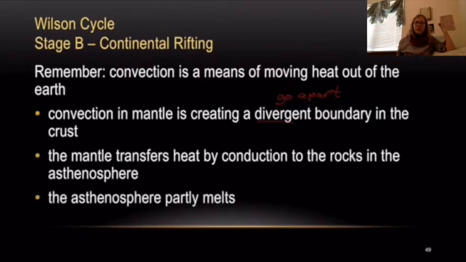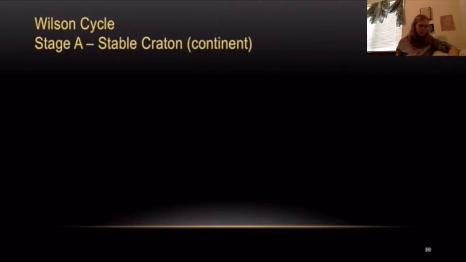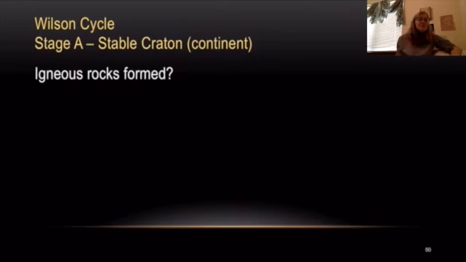The asthenosphere has enough heat now that that rock, even though it's been acting like a liquid, it's really a plasticky solid, it partially melts, partly melts. That means, we'll get to it when we get to the minerals, some of the minerals melt easier than others, so the easy to melt minerals are the ones that are melting. It partly melts. All right, so are we going to get igneous rocks? Yes, we're getting igneous rocks, yes.